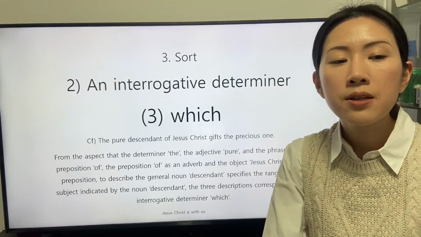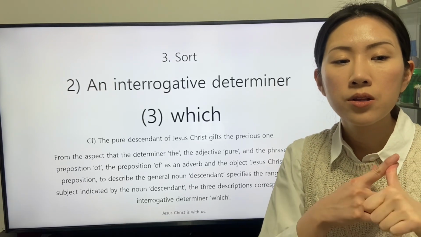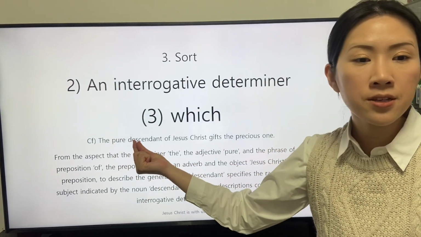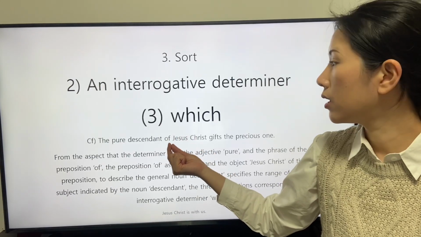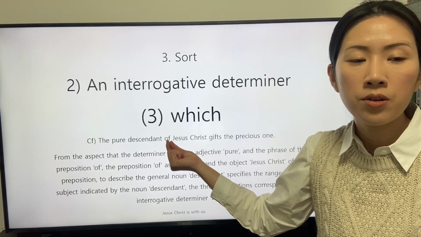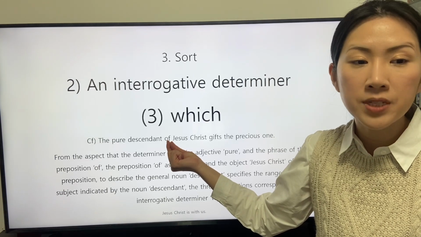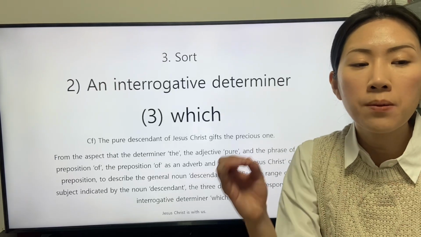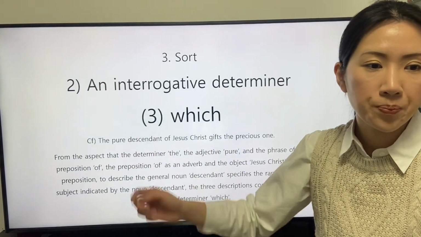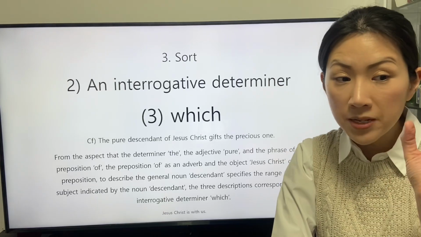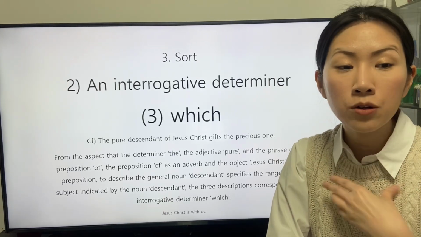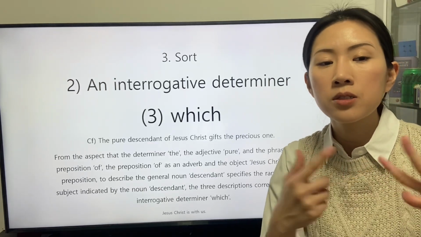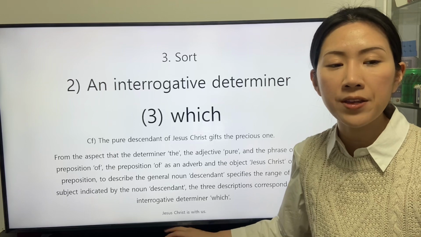From the aspect that the determiner the, the adjective pure, and the phrase of the preposition of, and the as an adverb, and the object Jesus Christ of the preposition to describe the general noun descendant specifies the range of the subject indicated by the noun descendant. The 3 descriptions correspond to the interrogative determiner which.